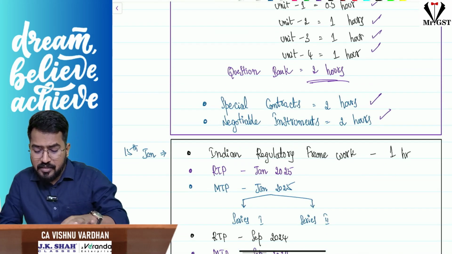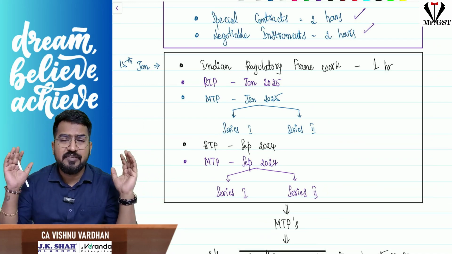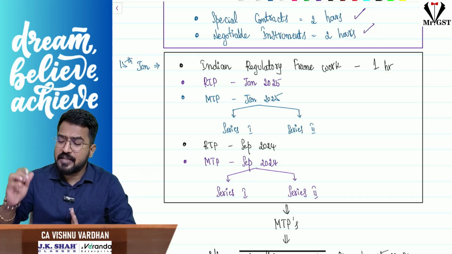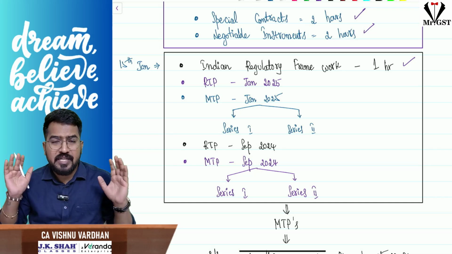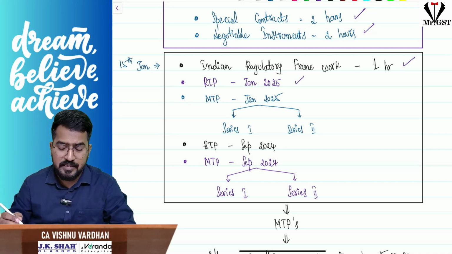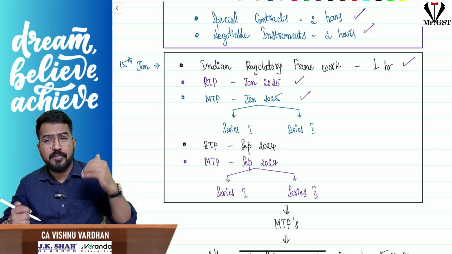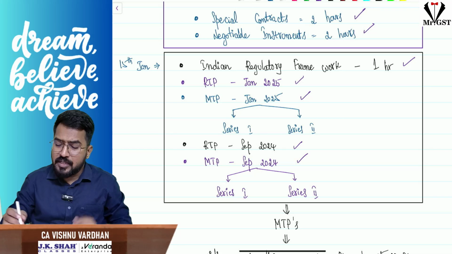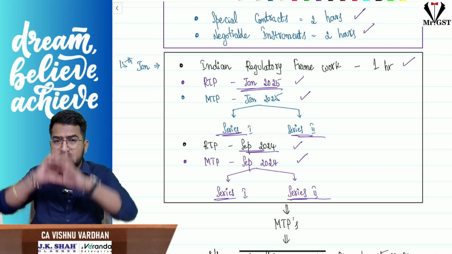Now understand, by 14th Jan our target is such that we are almost covering the entire syllabus except the Indian Regulatory Framework. So on 15th Jan, take 1 hour and finish the Indian Regulatory Framework. Next, the very important task: take the RTP Jan 2025 and go through it seriously and sincerely. Next, MTP Jan 2025, Series 1 and Series 2, download them and go through them. And next, immediately RTP September 2024 and MTP September 2024. That means, understand here, 1, 2, 3, 4, 5, 6 sources for the entire syllabus.